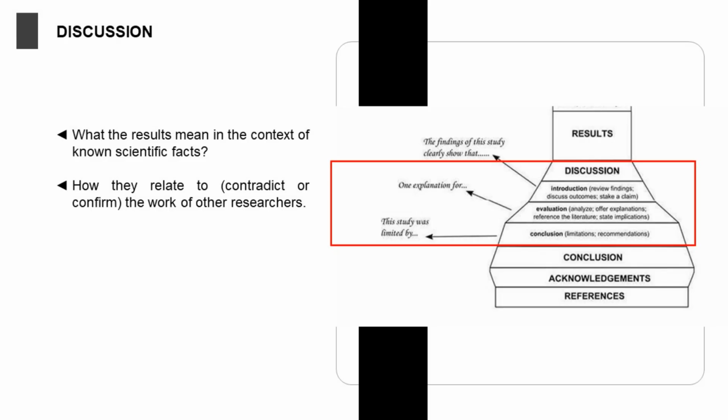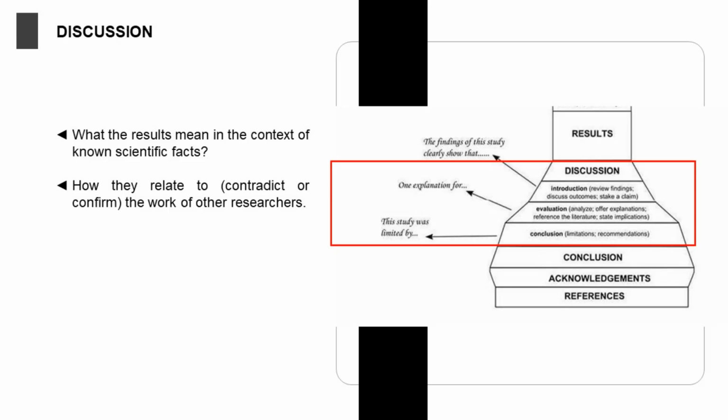The authors first review the results and reflect on their significance. They may also present their own conclusions or hypotheses. They evaluate the results by comparing them with earlier publications. Does the current study confirm or contradict what others have found?